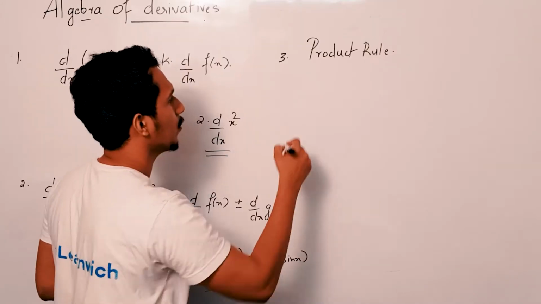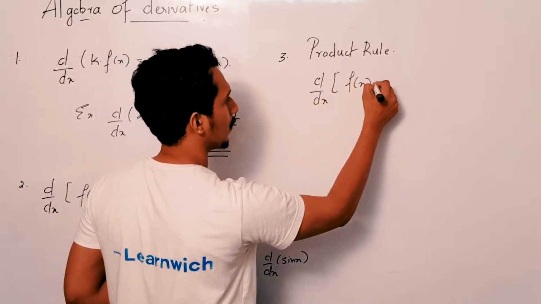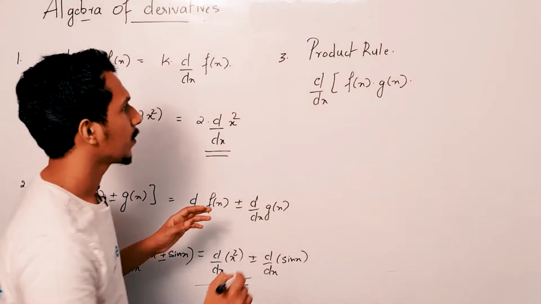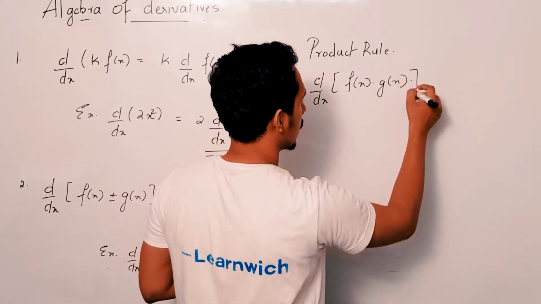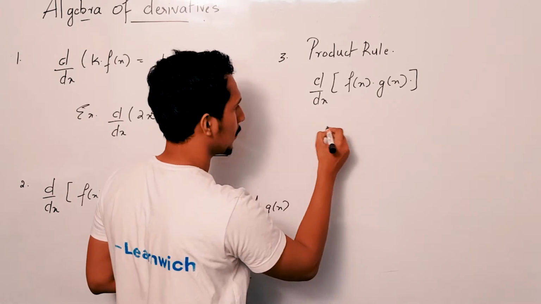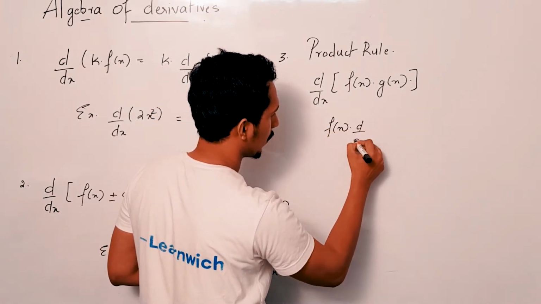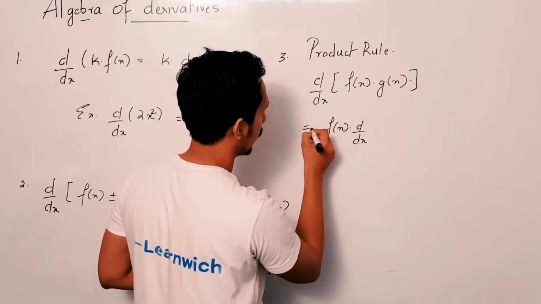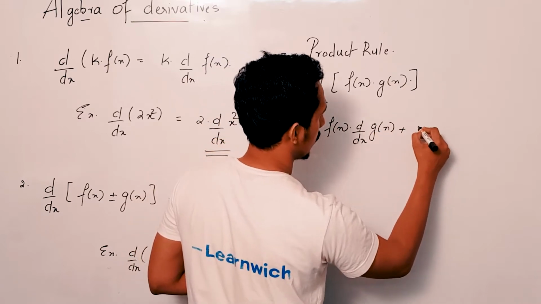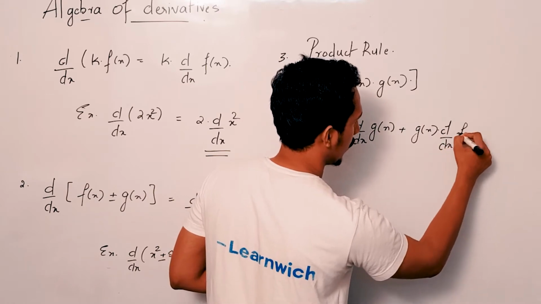Let's say you're finding the derivative of the multiplication of two functions, that is f of x into g of x. In that case, what do we do? Here is a rule that you have to follow when you're multiplying two functions. It will be first function into derivative of second plus second function into derivative of first.